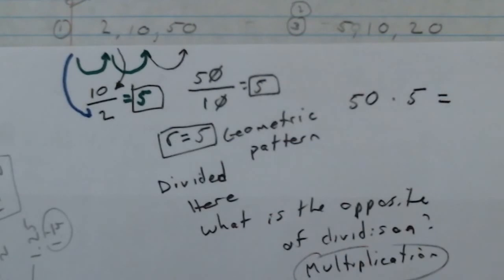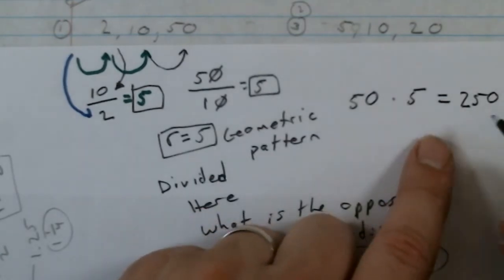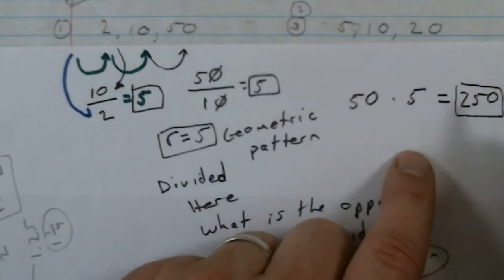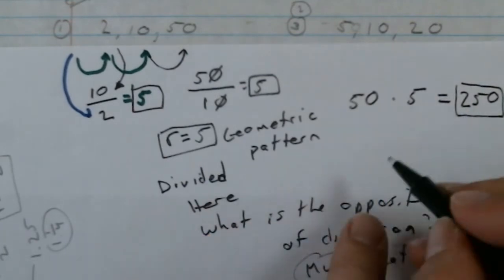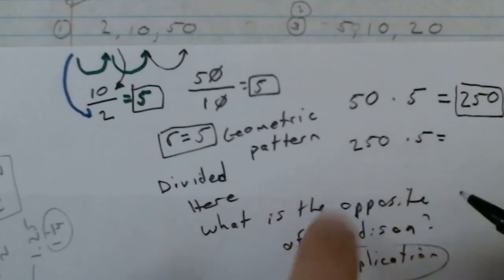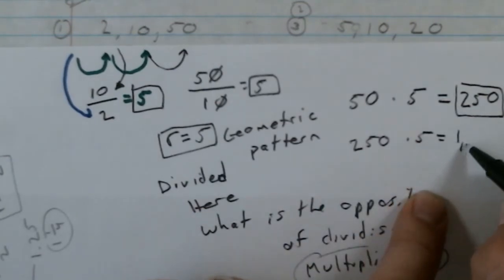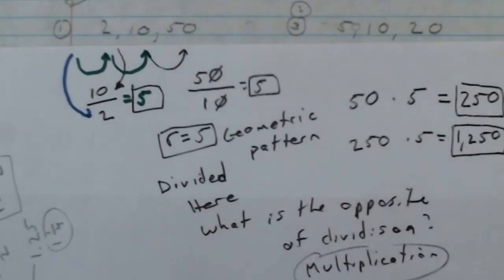So for these, you know what? You might not need a calculator. You might, but really, I don't think you do. So this would be 250. So that's the next one. So we want 250 times 5, and that's what we're going to get for the second one. And so that should be 1,250, I do believe. Check me if I'm correct on that.